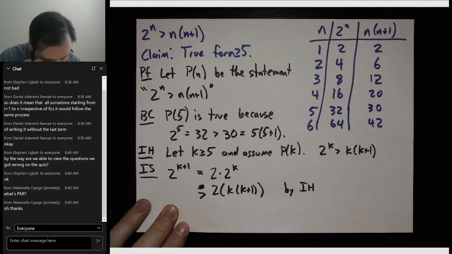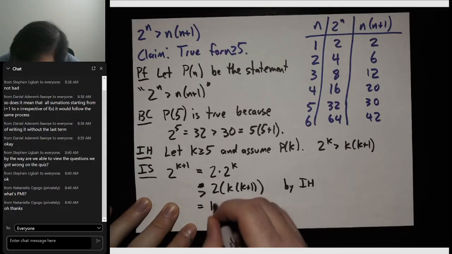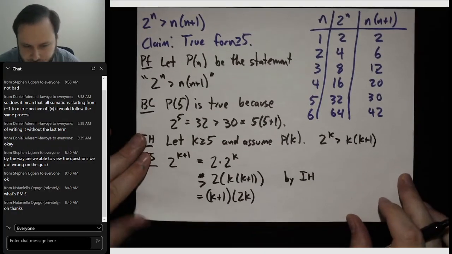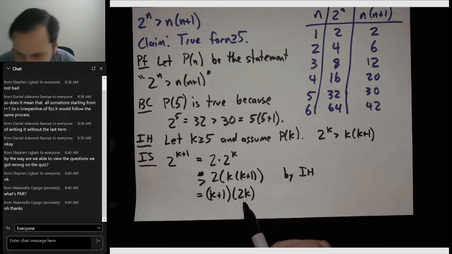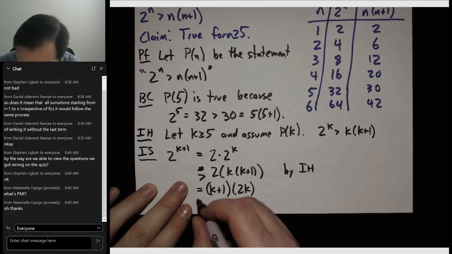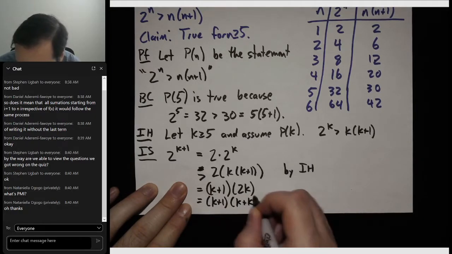And now I want to show ultimately that this is bigger than k plus 1 times k plus 2. So I'm going to take this k plus 1 out front, and I'm going to write times 2k here. And what I really need is that this 2k is bigger than k plus 2. And we've got a good trick for doing that. This is equal to k plus 1 times k plus k.